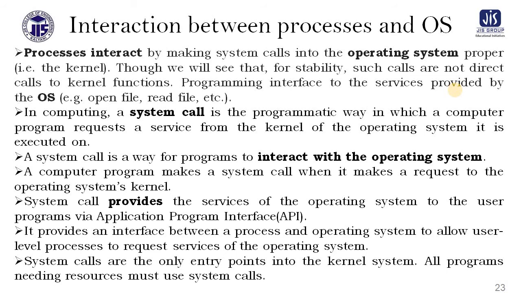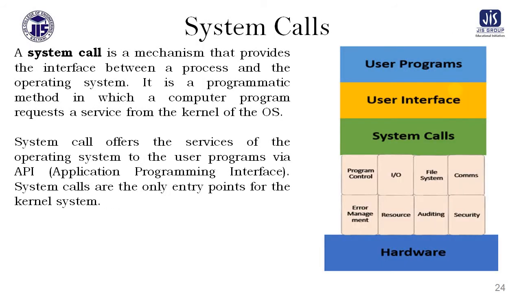Okay, so this is the diagram. Just remember the diagram from the first class. I have already told you the first level at the top of the system is the user program. Next is the user interface. Next is the system calls. Next are the different components of your system, that is the program control, IO control, file system, communication, error management, resource management, auditing, security.